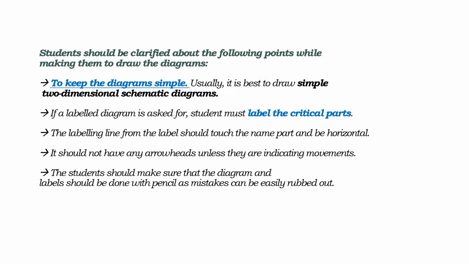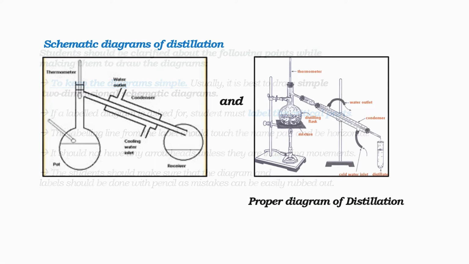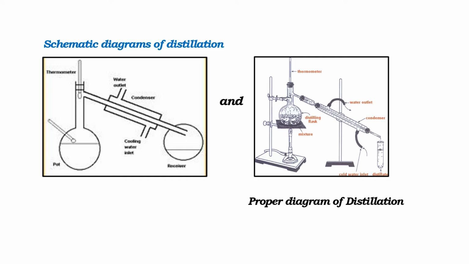The labeling line from the label should touch the named part and be horizontal. It should not have any arrowheads unless they are indicating movements. The student should make sure that the diagram and the labels are done with pencil as mistakes can be easily rubbed out. Here the schematic and the proper diagrams of distillation are shown.